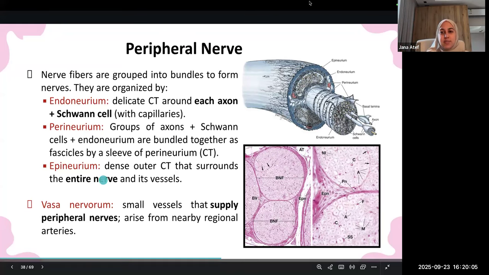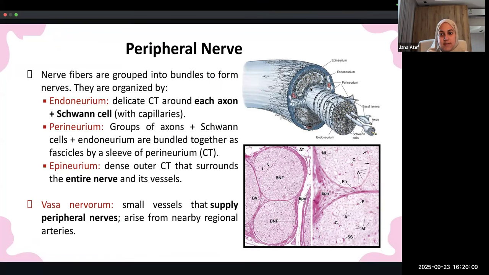Now, do you guys know something called vasa vasorum? Does anyone know what that is? Basically, it's the vessels that supply the arteries of the heart, if I'm not mistaken. So we have something called the vasa nervorum, which are basically the vessels that supply the peripheral nerves. Because again, nerves are still an organ. They need their own blood supply. What supplies them is called the vasa nervorum.